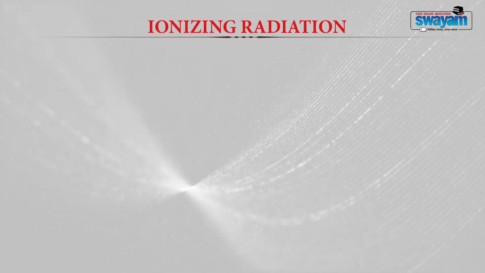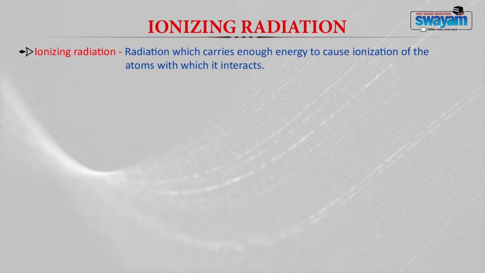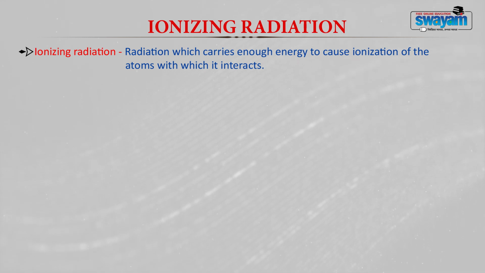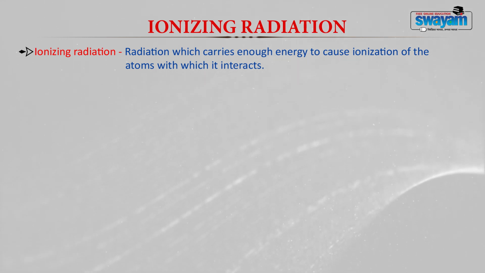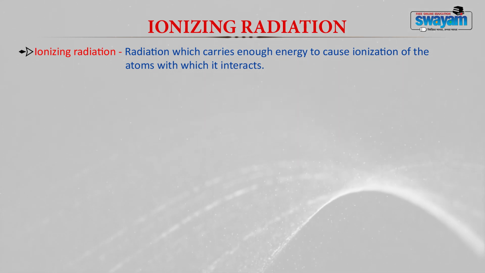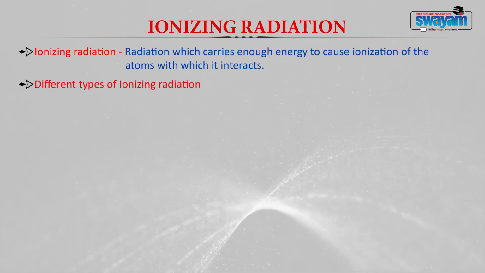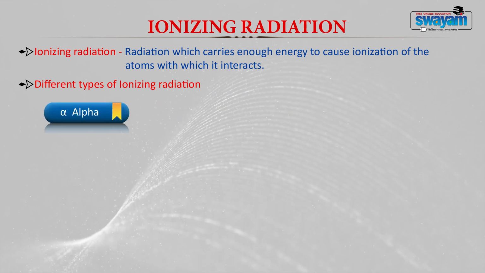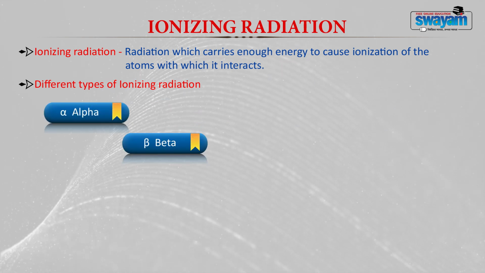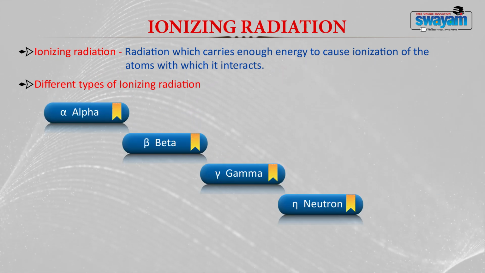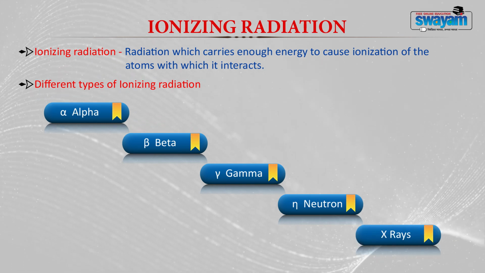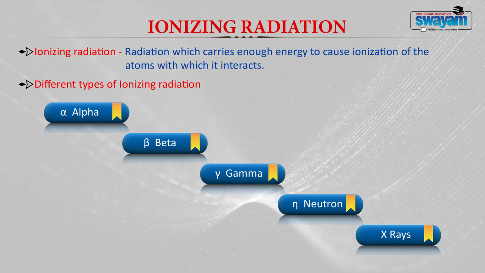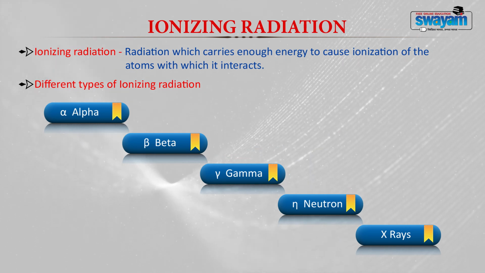What are ionizing radiations? Ionizing radiations are the radiations that carry enough energy to cause ionization of the atom with which they interact, and different types of ionizing radiations include alpha particles, beta particles, gamma particles, neutrons and X-rays. Basically these are all high energy radiations and these are very harmful to human beings.